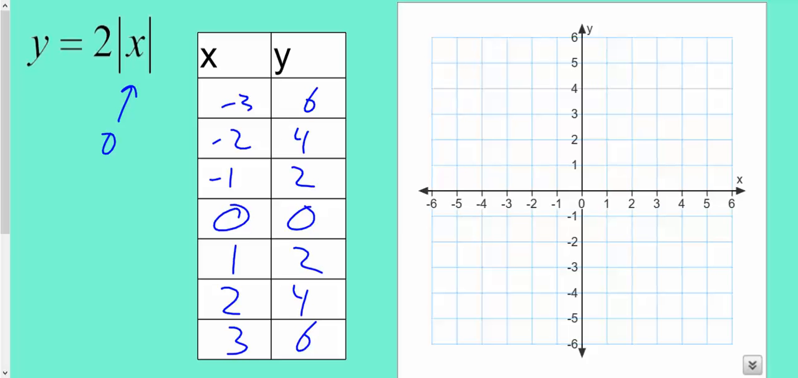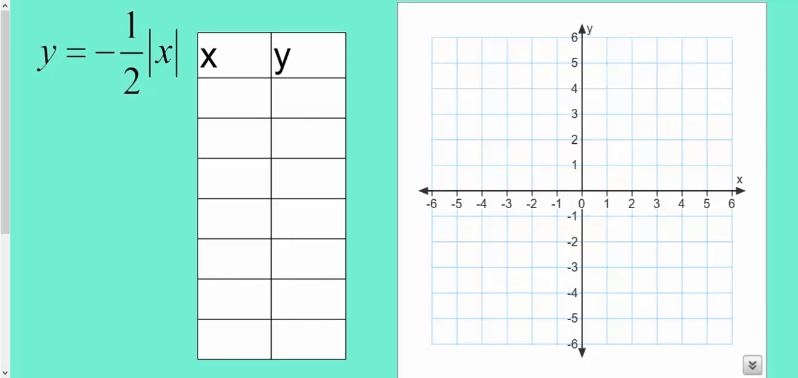Okay, very similar graph here, except what you're going to notice is it is much steeper or skinnier, whatever you want to call it. It's called the vertical stretch. And again, that vocab term, vertical stretch, I will explain tomorrow in class. Alright, so there's your graph.